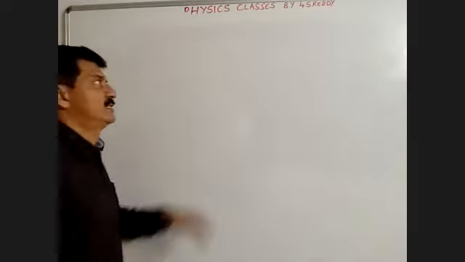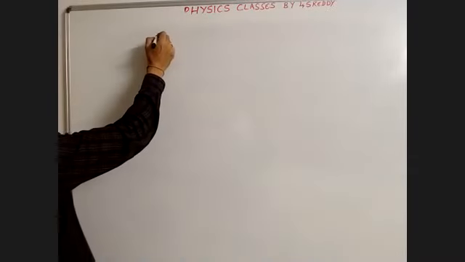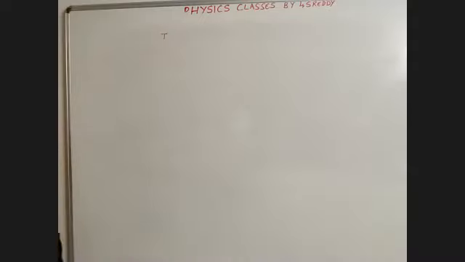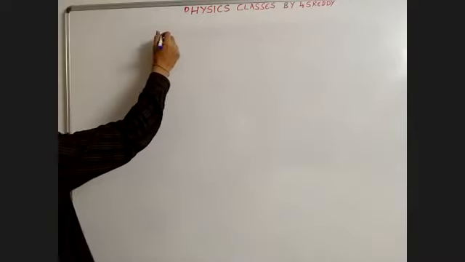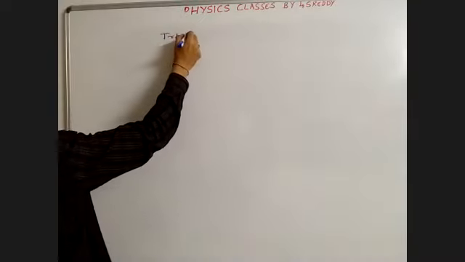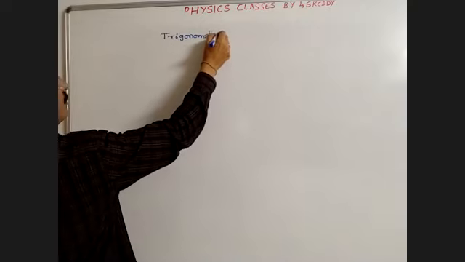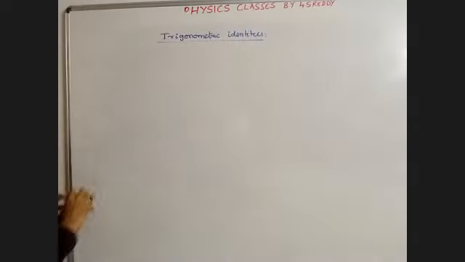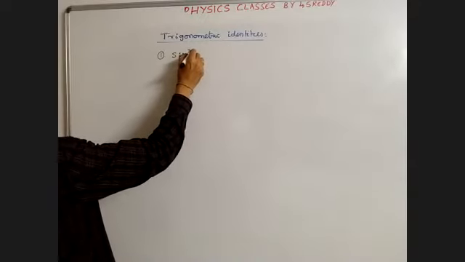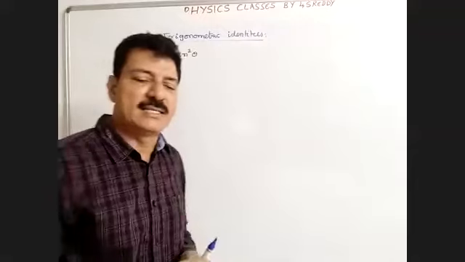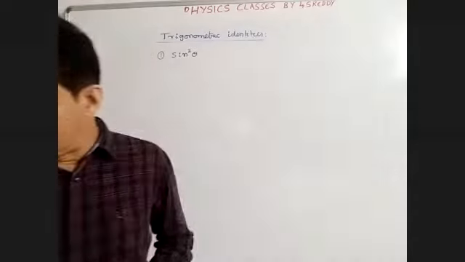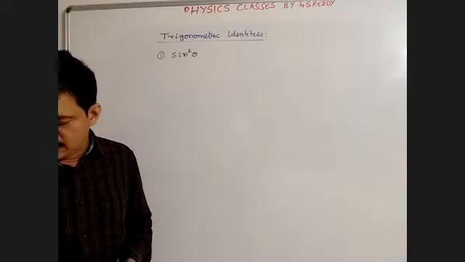Once you have got the idea of this, now the next one is trigonometric identities. That is another topic. In that, the first identity involves sine square theta. Does anybody know the trigonometric identities? Raise your hands if anybody knows what the identities are.